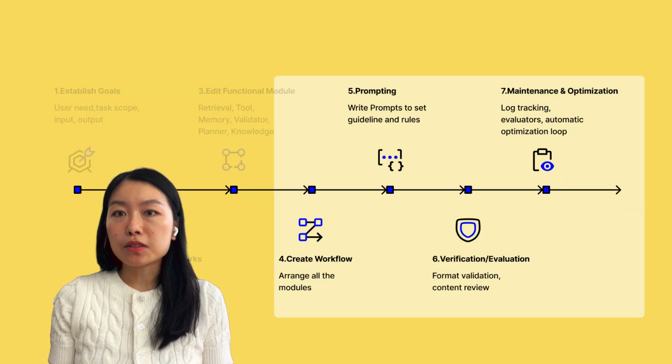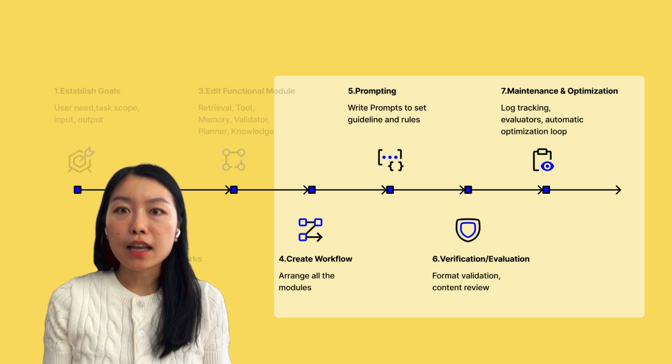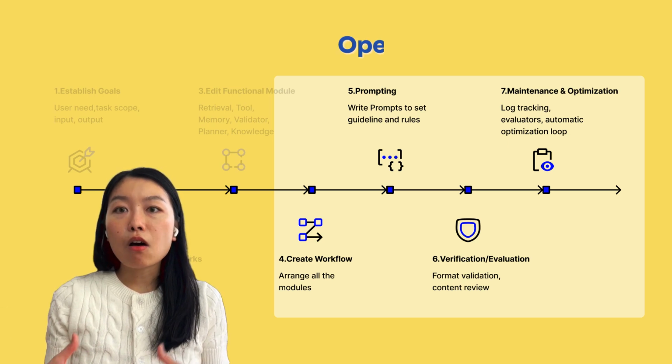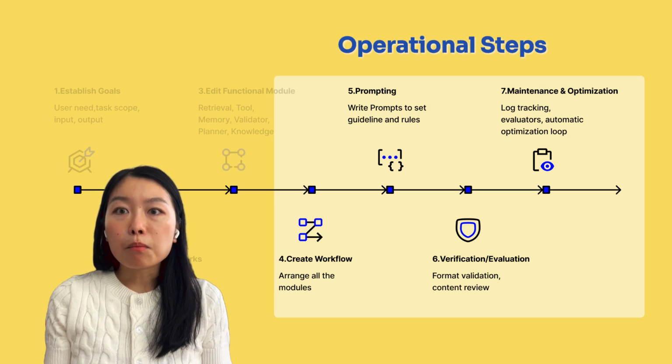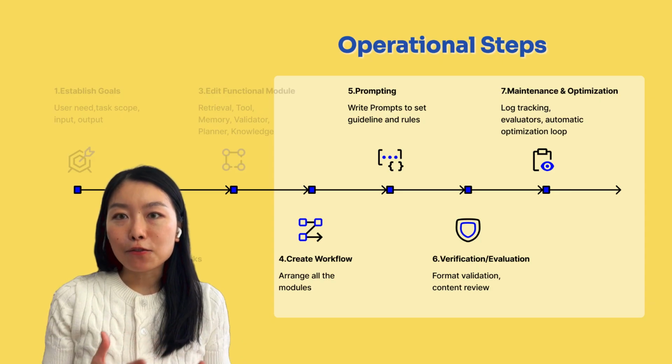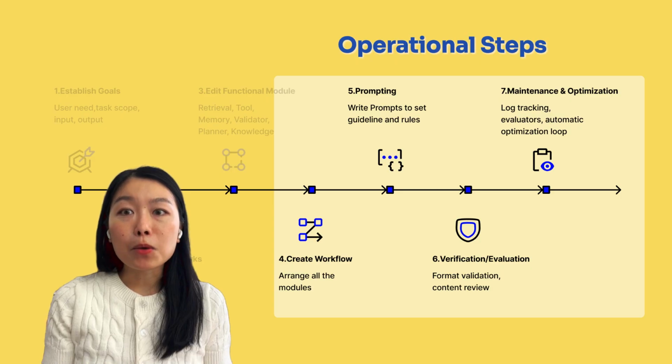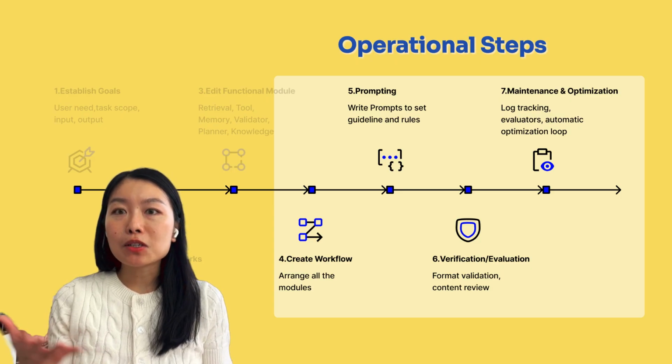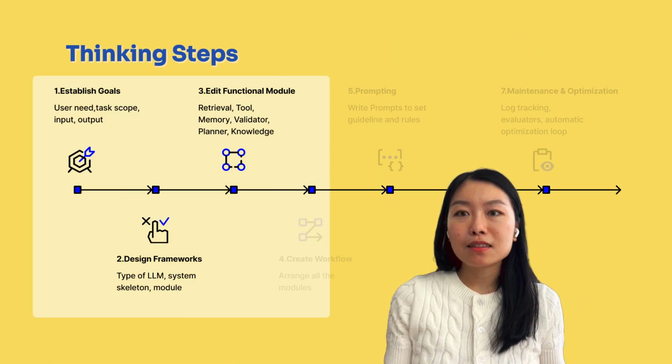Then step 4 to 7 is build, prompt, test, and maintain. These are all operational steps. Model your workflow, write prompts and configure logic, run and test for the result, maintain and optimize over time. But here's the good news. You're using Dify. Step 4 to 7 are mostly handled by the platform. You just need to focus on the step 1 to 3, the thinking part.